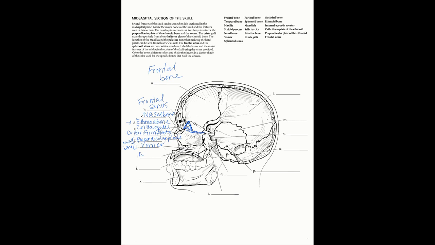I is our maxilla. J is our palatine bone. K is our mandible. L is our parietal bone. M is temporal.